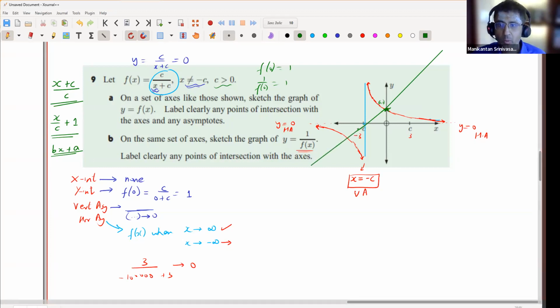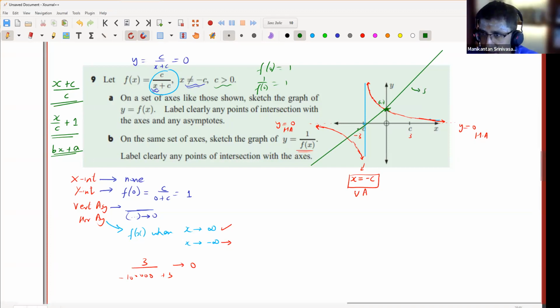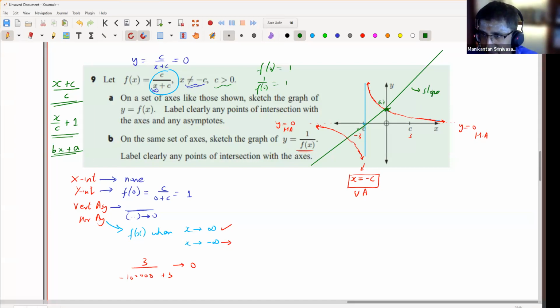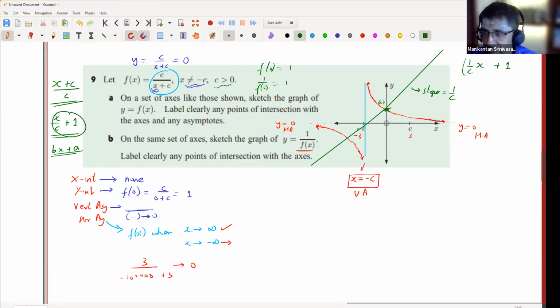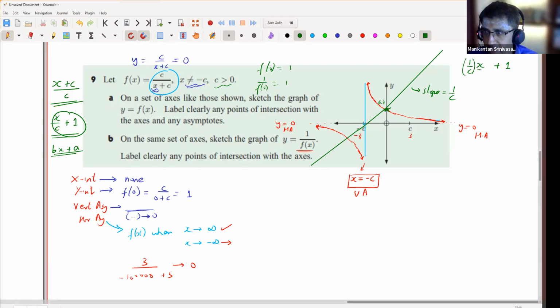It'll be a slope. The slope of this line will be 1 by c. Because what is this function? This function is 1 by c times x plus 1. We saw that, right? x by c plus 1. I can write it as 1 by c, which is the slope, times x plus 1.